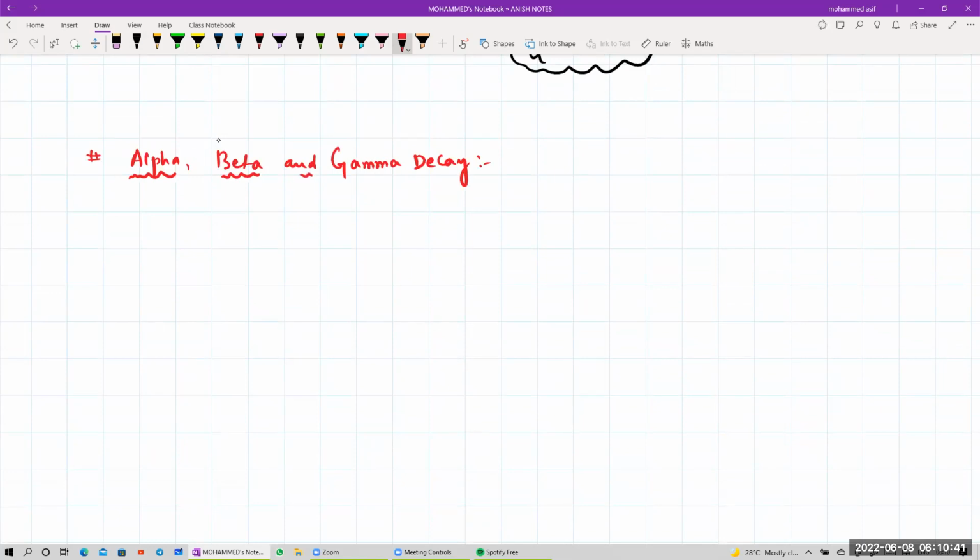Alpha, beta, and gamma decay. Like the first one, if I'm talking about alpha decay, what is released in this one, beta? Helium nucleus.